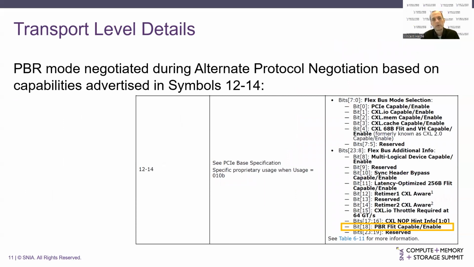The way that a link will know which flit mode to enter into is through the exchange of symbols 12 through 14 during alternate protocol negotiation. So each end of a link will advertise whether they are PBR flit capable. And if both ends are capable, then it's specified that they shall automatically enter into this PBR mode.